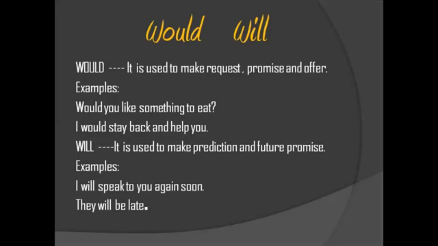They will be late. Here you are predicting that I'm pretty sure that they will be late. It can be due to any reason. You're not sure, but you are predicting that I think that due to some reason they will be late. Here again, would is the past form of will.